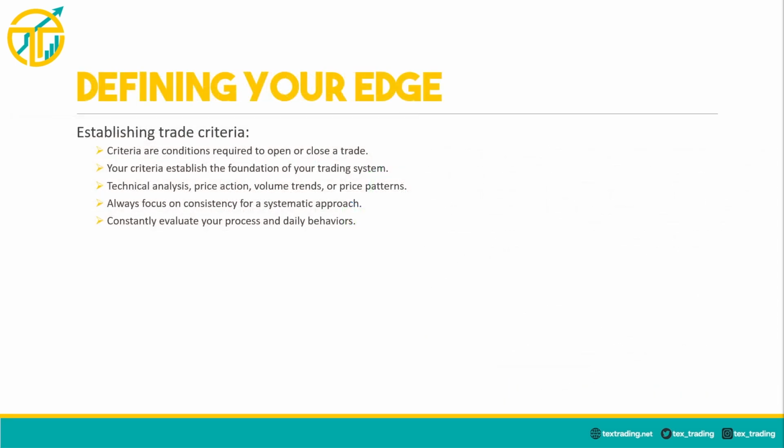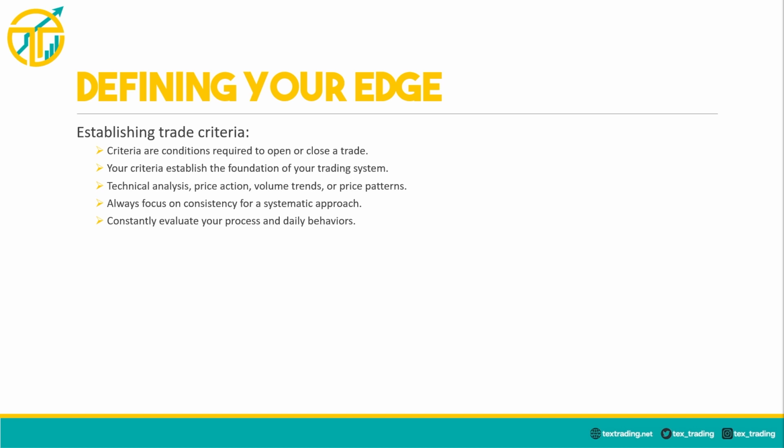No matter what strategy you trade, there needs to be appropriate entry criteria in order to trigger a trade. These criteria help define your edge, which is part of your process and sets you apart from other traders. Trade criteria can be based on technical levels, price action, volume trends, or price patterns, for example. The criteria you establish creates the foundation of your trading system and offers a systematic approach to achieving consistency. The most important thing you should be focusing on is consistency, even if you're losing money.